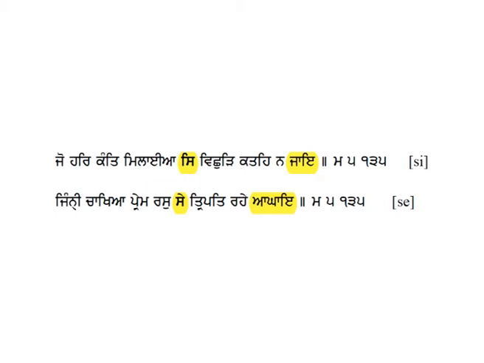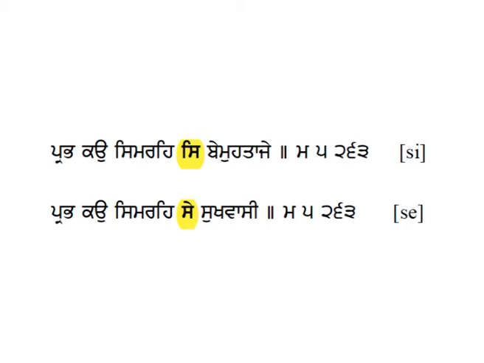"Prabhu ko simra se bemota je." "Prabhu ko simra se sukhwasi." They are two, and Guru Arjan, especially in this case because it is his composition, has used two different vowels. So he has used them for some purpose, and the purpose is always signification, there is no other purpose.